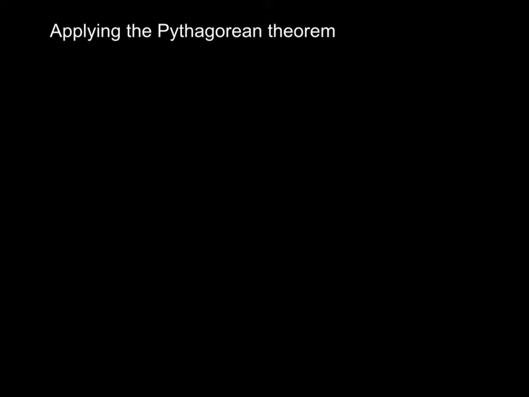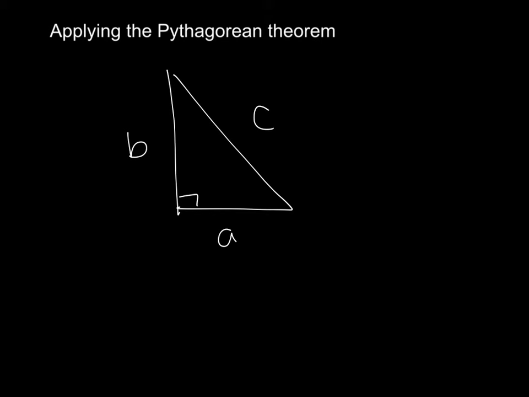Alright, so today we are going to learn how to apply the Pythagorean theorem. And we have this triangle, and we can only use the Pythagorean theorem with a right triangle. So if it's not a right triangle, we can't use it. Okay? And we use the Pythagorean theorem to find any side length of a triangle. And we use the formula a squared plus b squared equals c squared.